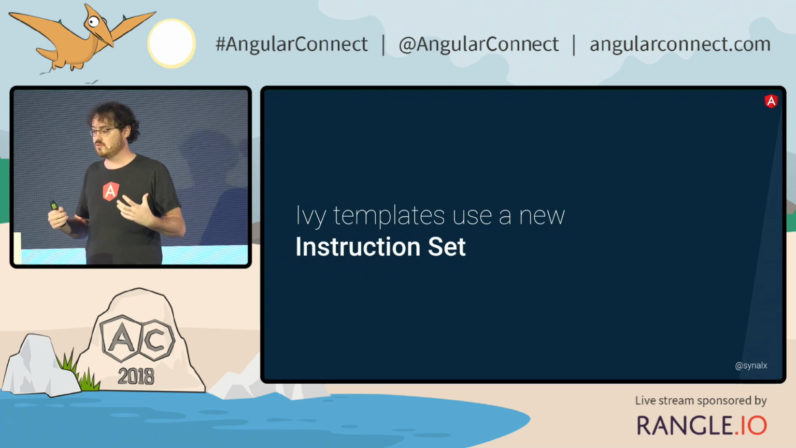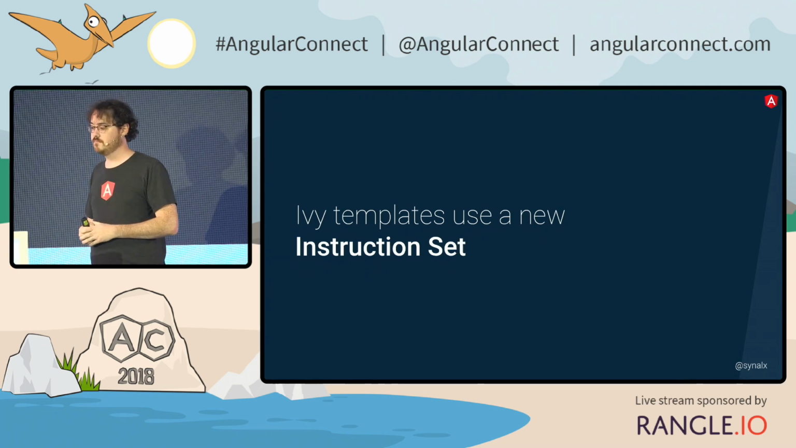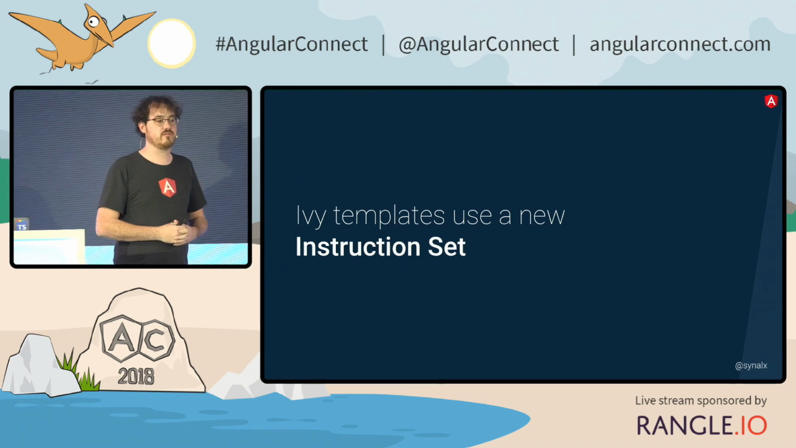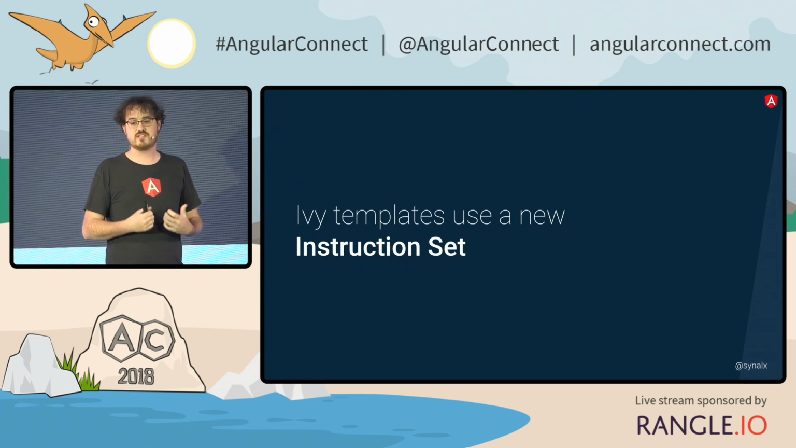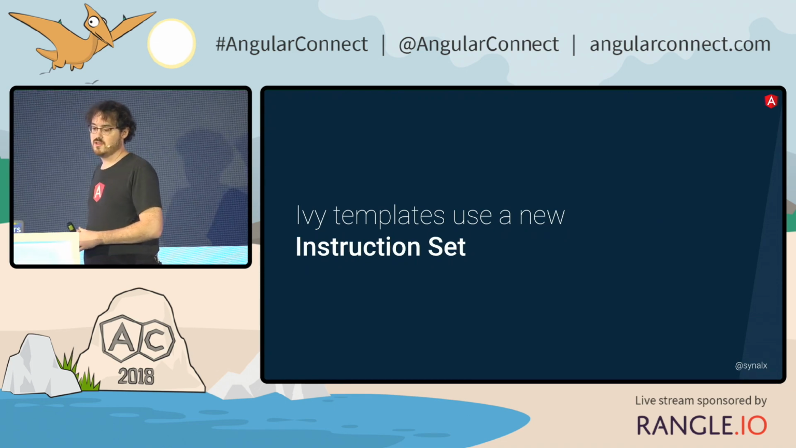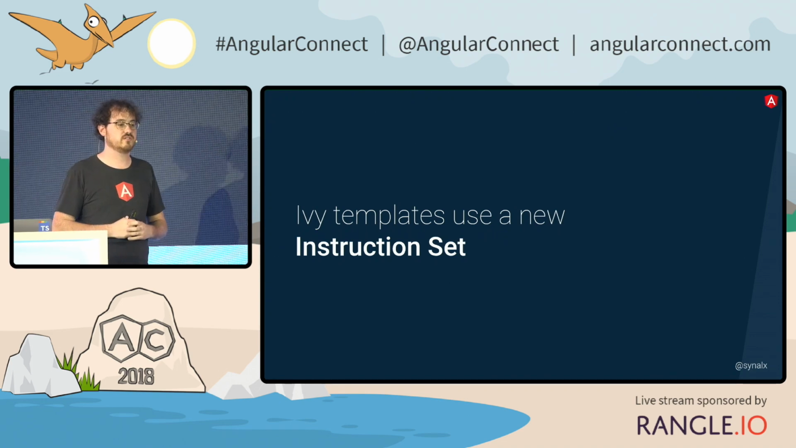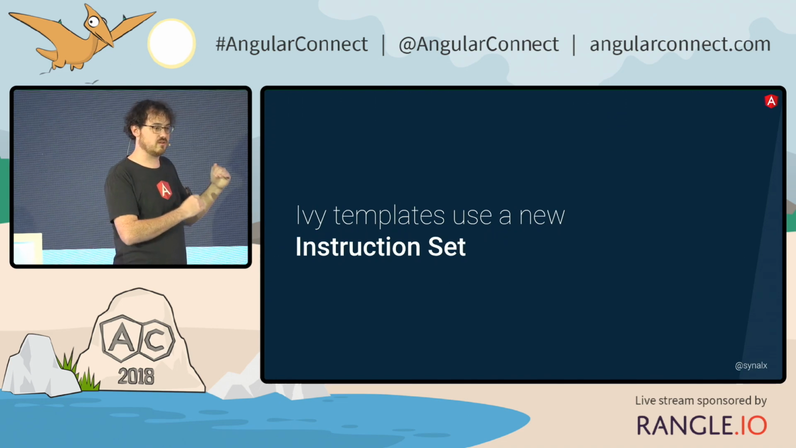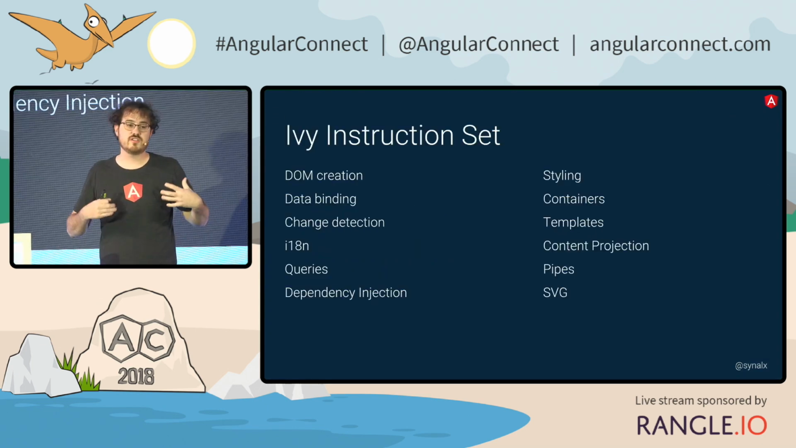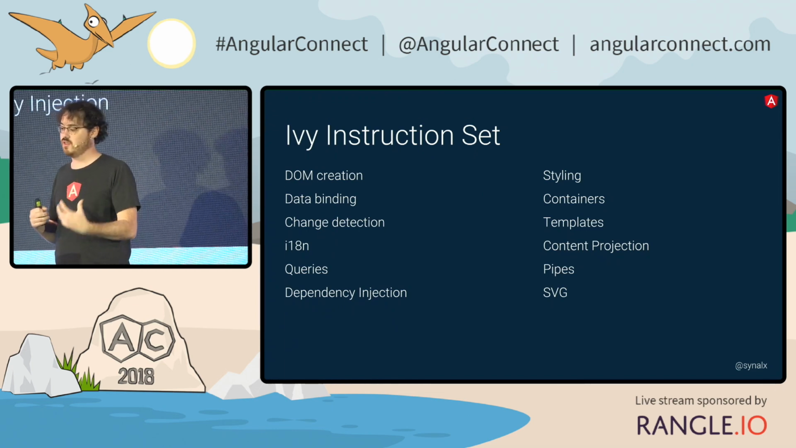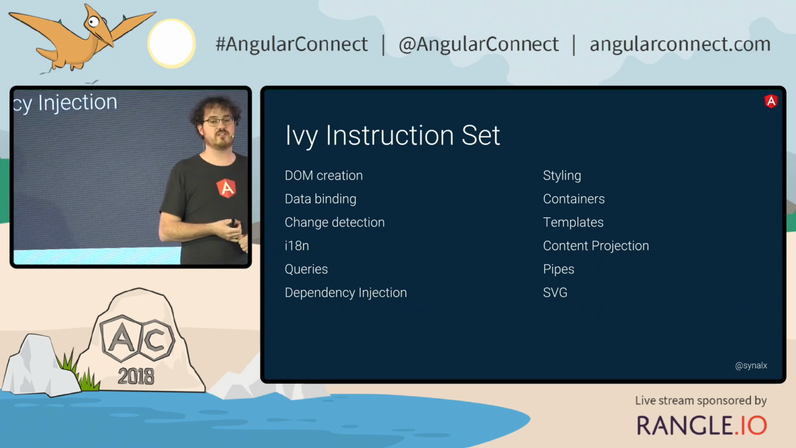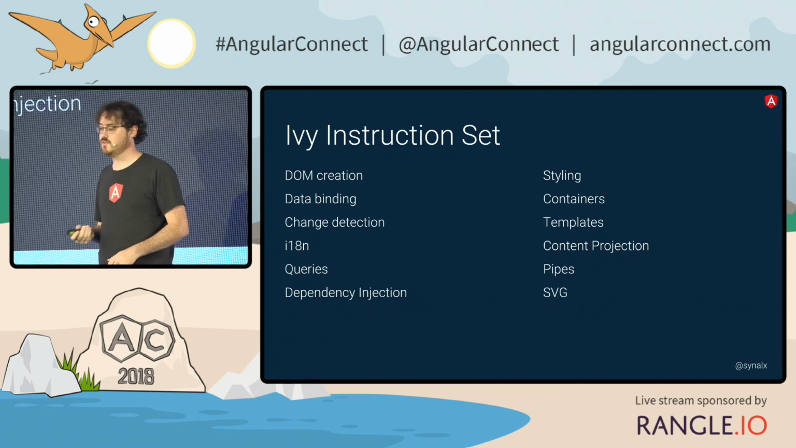Instead of a single template interpreter at runtime, like we had in View Engine, in Ivy we've broken that runtime up into a set of individual rendering functions that we call the Ivy instruction set. It's almost like an assembly language for Angular templates. And a template gets compiled to two sequences of these instructions. One sequence to create it and insert it, and the other sequence to run change detection. The instruction set is comprehensive. It covers not only things like DOM creation and data binding, it covers things like internationalization, styling, pipes, and SVG.